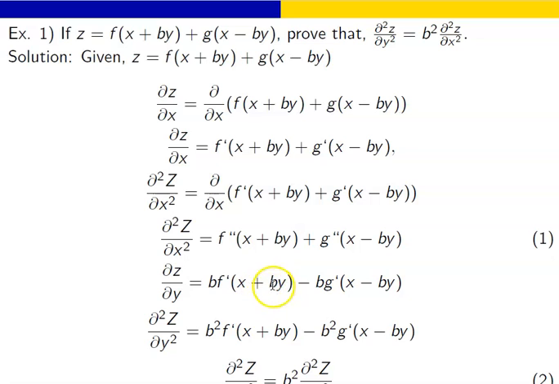And what is the derivative of x plus by with respect to y? 0 plus b only, that is b, minus same is b there, g dash x minus by. Now, second order derivative. What is the second order derivative? So this will be b square, because the derivative of f dash is f double dash into b square. Okay, so this is my second equation.